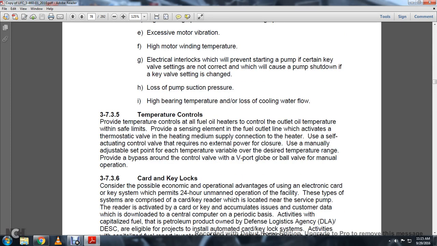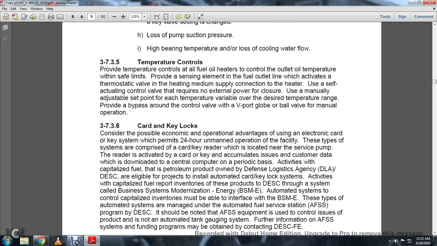3735 Temperature controls. Provide temperature controls at all the fuel oil filters to control the oil temperature within safe limits. Provide a sensing element at the fuel outlet which activates the thermostatic valve of the heating medium supply connection to the heater, using a self-actuating control valve that requires external power for closure, usually manually, at the set point of each temperature variable other than the desired temperature range. Provide a bypass around the control valve with a V-port globe and a ball valve for manual operation.